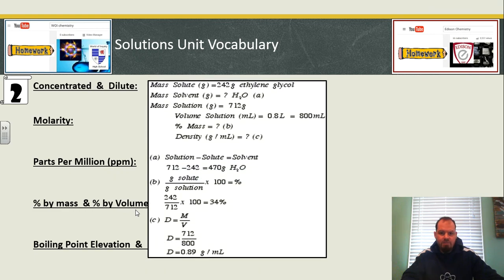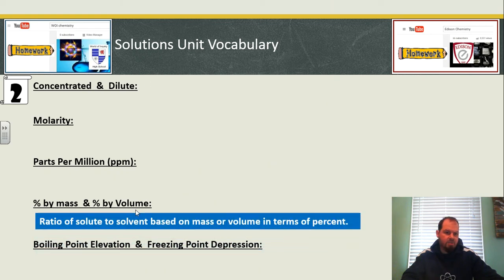Percent by mass or volume, very much the same as what you would expect to see. And I think percent by mass is on the reference table, but volume isn't, but it really is the same equation. Ratio of solute to solvent based on mass or volume in terms of percent. So part over whole. Mass of the solute versus mass of the solution. Volume of the solute versus volume of the solution. Okay. Part over whole, percent.